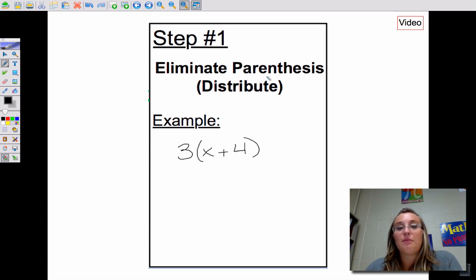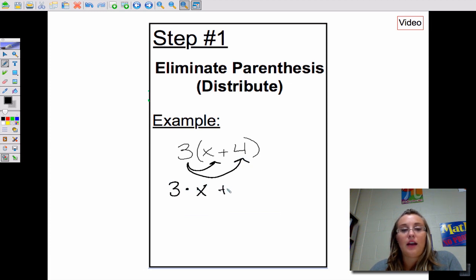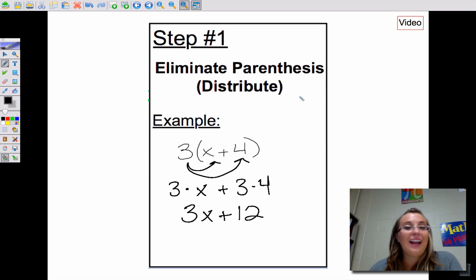Anytime you see an equation that has parentheses, the very first thing you're going to do is use the distributive property. Just to remind you, if you see something like this, you're going to take 3 times x, you're going to take 3 times 4, added together, and you'll get 3x plus 12. Not every problem is going to have parentheses, but if it does, that's your step 1.